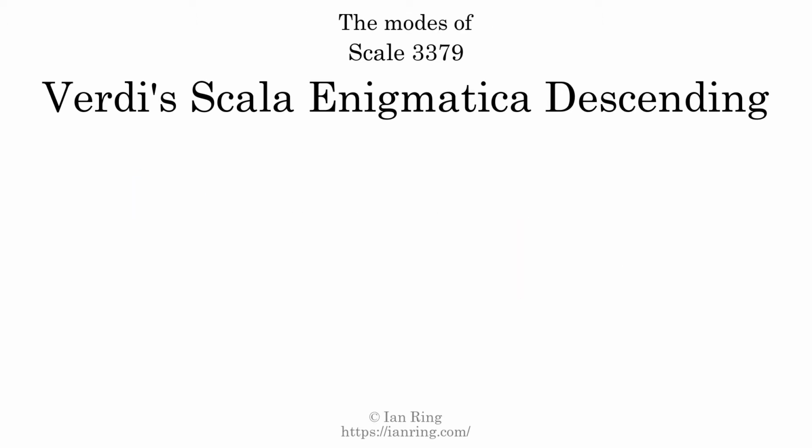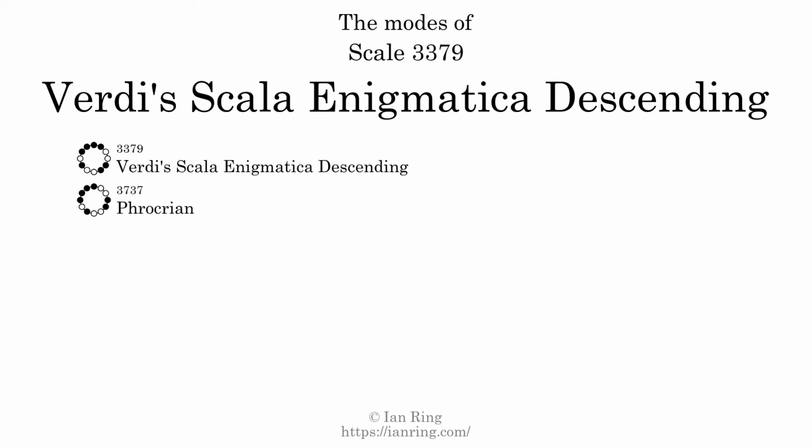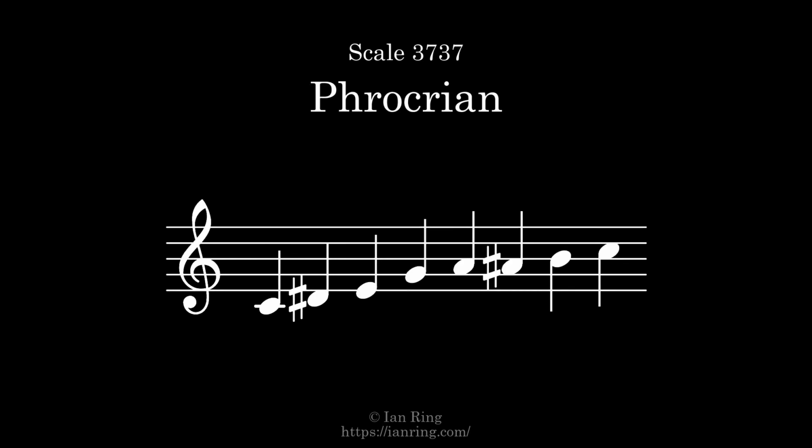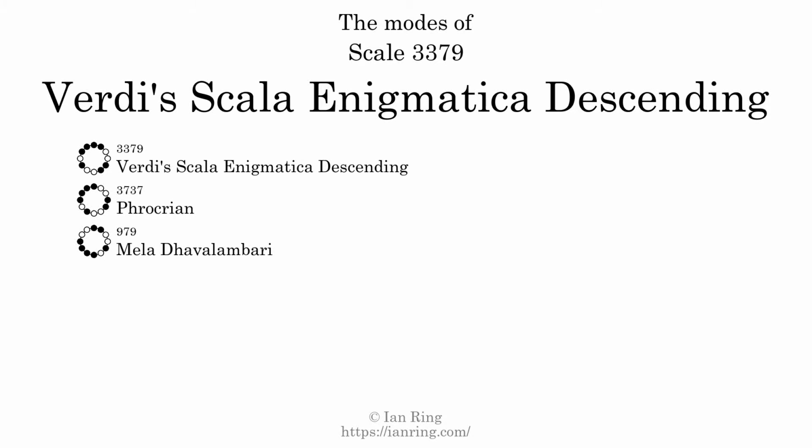This scale has 7 modes. The first mode is itself. The second mode is scale 3737, also known as Frocrian. It sounds like this. The third mode is scale 979, also known as Melodavallambari. It sounds like this.